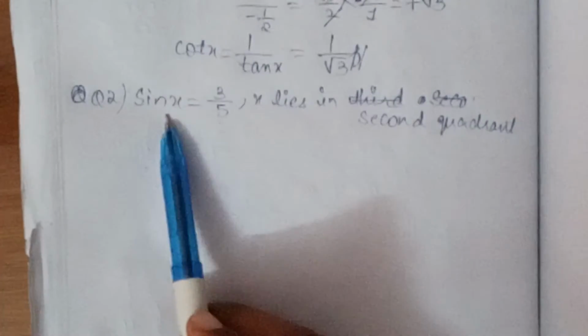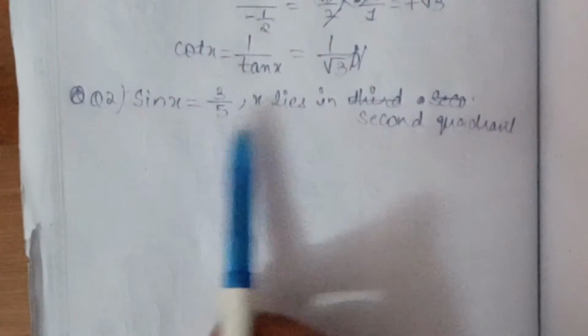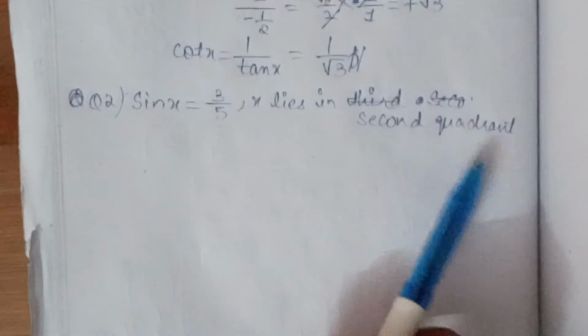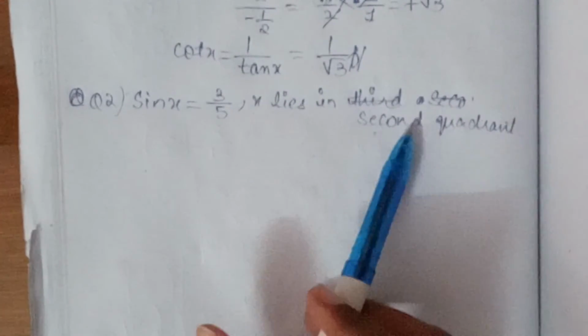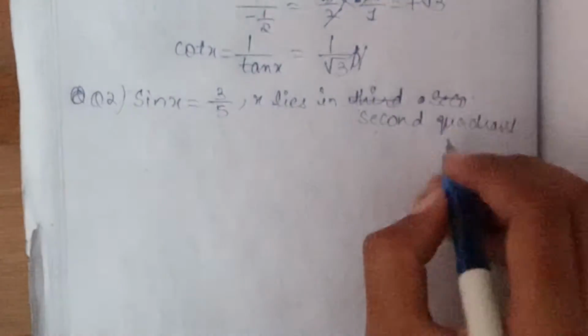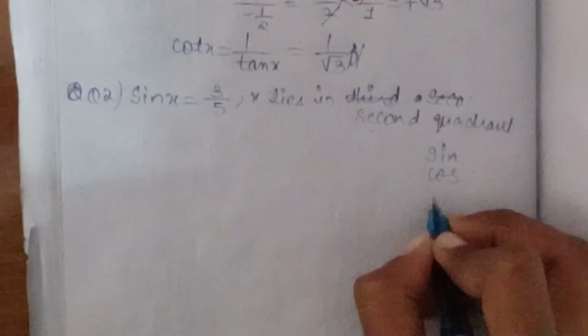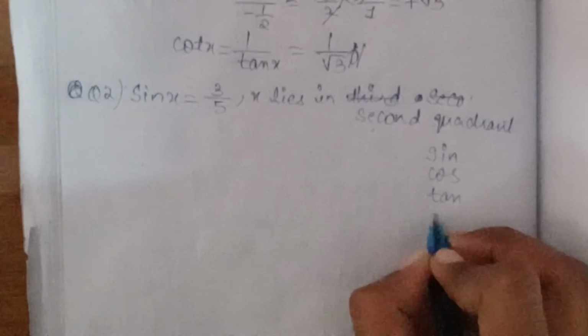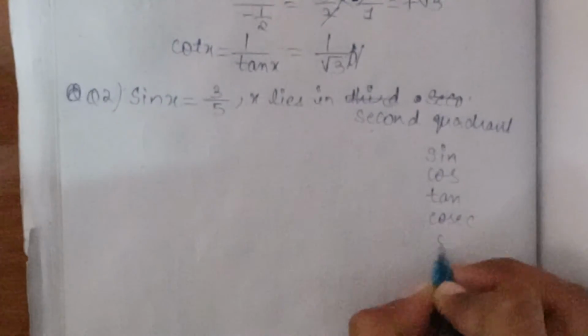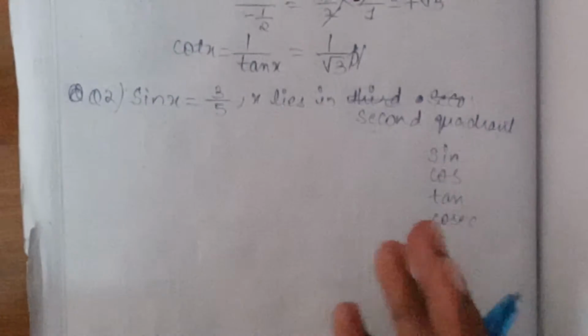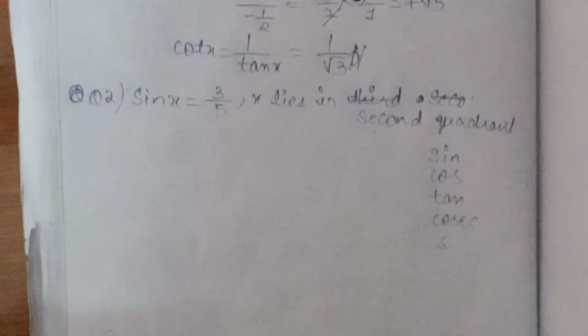The next question is that sin x is equal to 3 by 5, x lies in the second quadrant. In this also we have to find the 5 trigonometric functions. It will be easy for you if you write the values: sine, cos, tan, cosecant, secant, cot. Why? Because it will be easy, when we find the sine, to find the cosecant, like that.